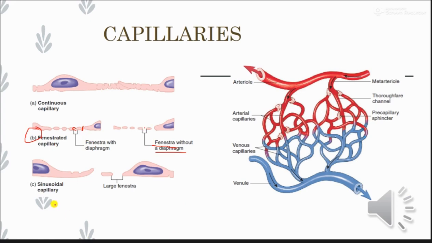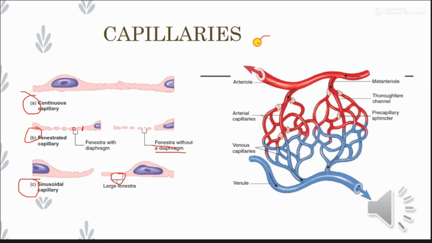Letter C is your sinusoidal capillary. As you can see here, the fenestrae is larger compared to your fenestrated capillary. That's because they need to let larger molecules pass across the walls, like for example in our bone marrow, in the liver, in the spleen, and lymphatic organs. Okay, so those are the three different types of your capillaries: continuous, fenestrated, and sinusoidal.